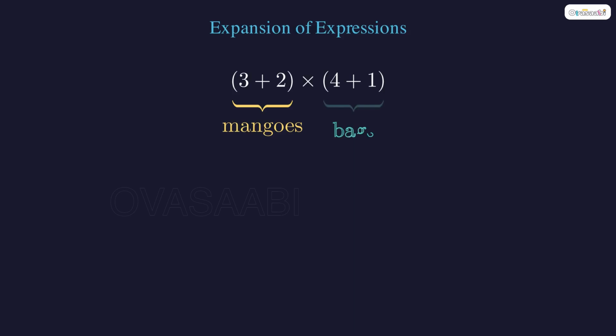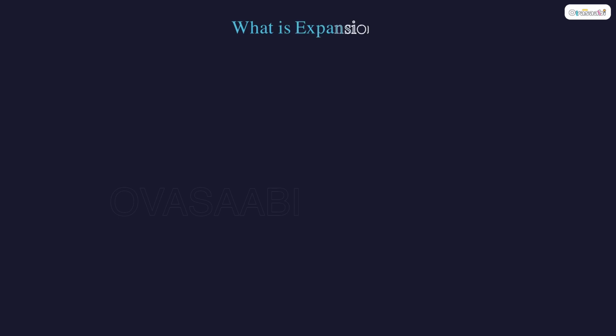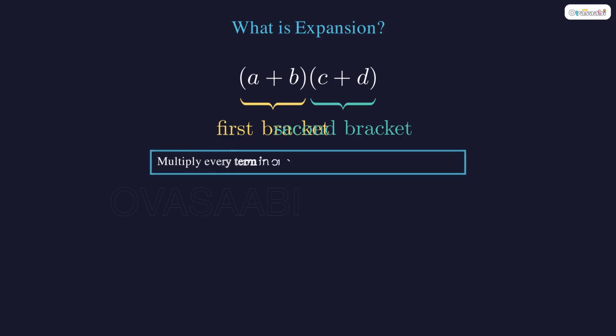Imagine buying mangoes at the market. You have 3 plus 2 mangoes and 4 plus 1 bags. How do you multiply these groups? That's expansion. Expansion means removing brackets by multiplying each term in the first bracket by every term in the second bracket. Let's see how.